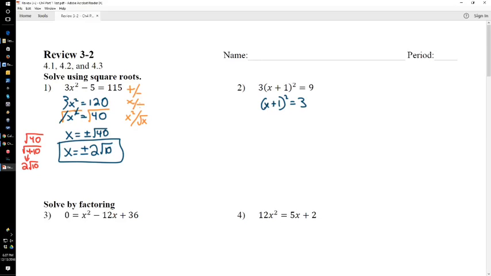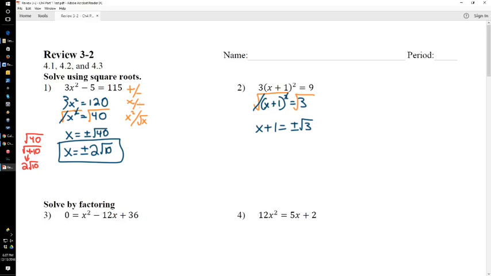Now we're going to square root both sides, just like we did on the other one. And again, there's no perfect square of 3, so we're going to be leaving that one as it is. This time, the squared and the square root cancel out, and all we're left with on the inside is x plus 1 equals, and again, plus or minus the square root of 3.